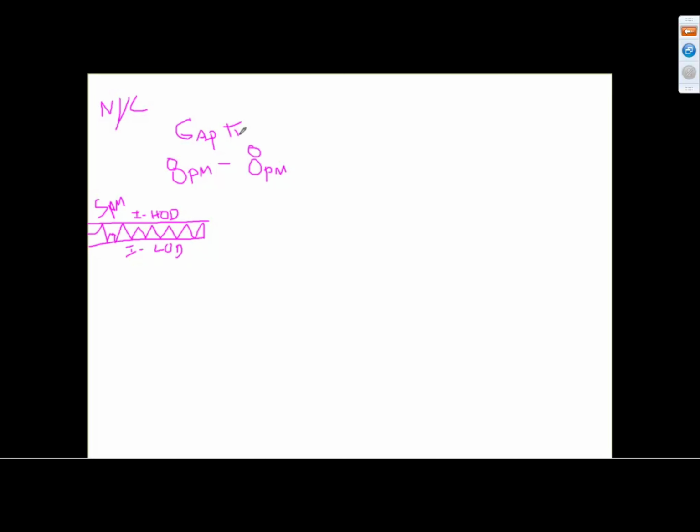Gap time is when the market maker comes on duty and he gets his instructions for the day from the powers that be of what he's supposed to do. Man, I wrote 8 p.m. twice. It's 8:30, sorry. 8:30 p.m. All right. The Asian session opens at 8:30.